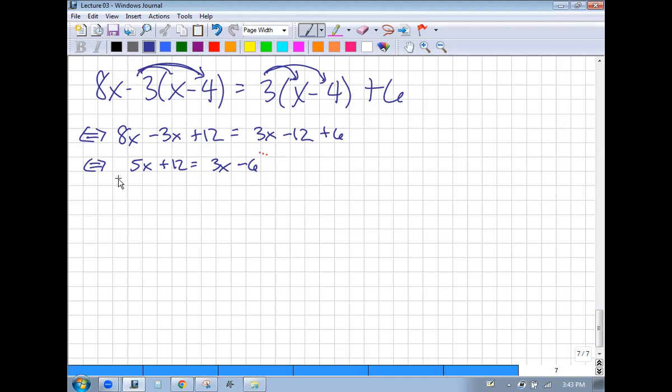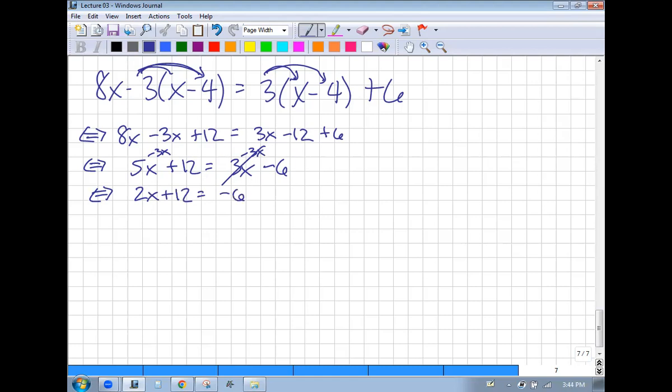Now we could do two steps at once here. I want to get all the x's over here. So how do I get rid of those? Well, I'm going to subtract 3x from both sides, okay? So that'll go away. I have a 5x minus 3x. That becomes 2x. Over here, we got a minus 6.